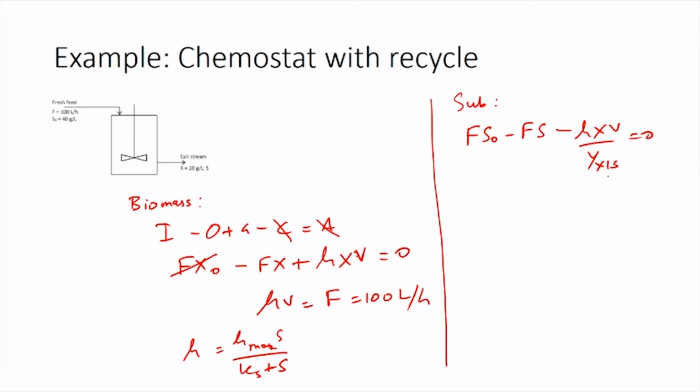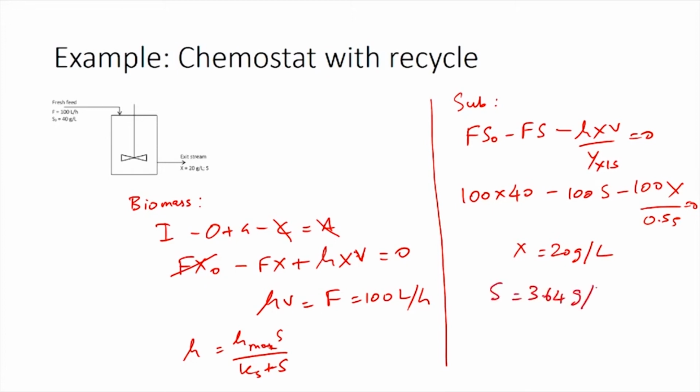There is no generation or accumulation terms for the substrate. So, substituting the values for F S naught and mu V and also for x and Y x/s, we can calculate the value for S. Let us do that. So, F is 100 times S naught, which is 40, minus 100 times S minus mu times V is calculated as 100, which is F, and this times x divided by Y x/s which is 0.55 equals 0. We know that the desired x is 20 grams per liter. Substituting it here to the equation, we can calculate S as 3.64 grams per liter.